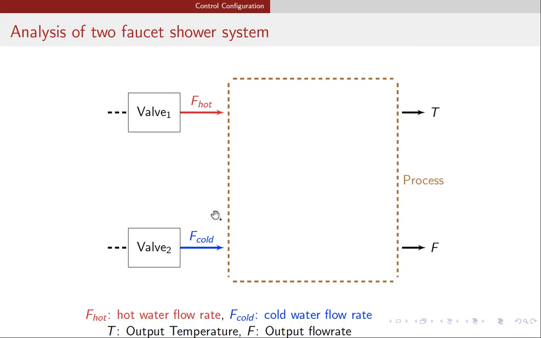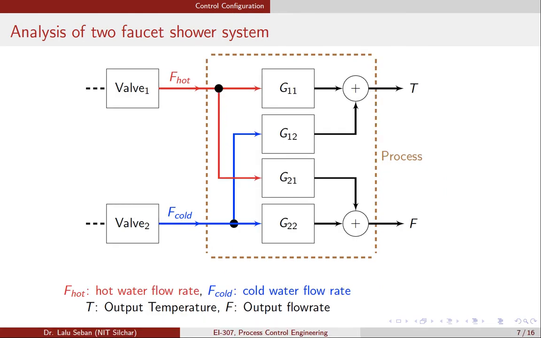Now, if you are analyzing the two-faucet shower system, there are two valves. One valve controls the hot water flow rate, the other valve controls the cold water flow rate, and there are two outputs. One is the temperature of the output water, and the second is the flow rate of the output water. Here we are making an assumption. What is the assumption? The hot water temperature is constant and the cold water temperature is also constant. Fine. Now, this is the relation.